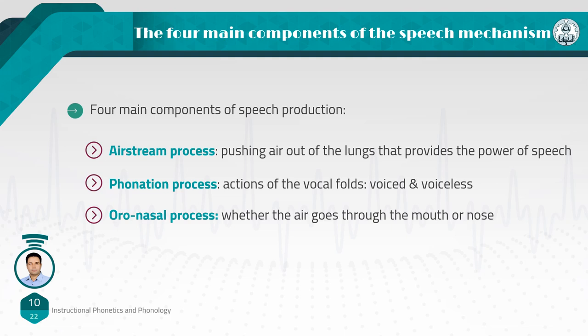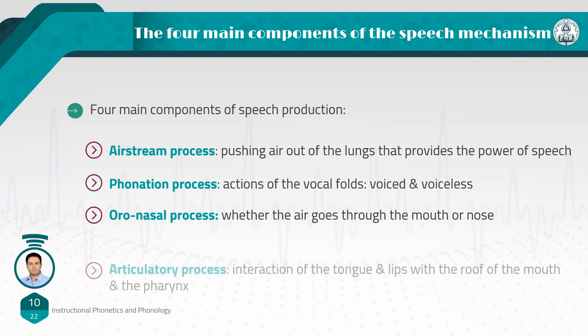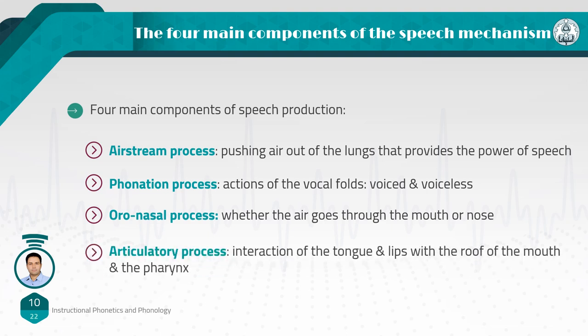The decision when you want to, for example, make a sound like M and N, or a sound like V and Z, is made here. Oronasal process: the air goes through the nose or through the mouth. Here is the switch. And then we have the articulatory process, the interaction of the tongue and lips with the roof of the mouth and the pharynx.